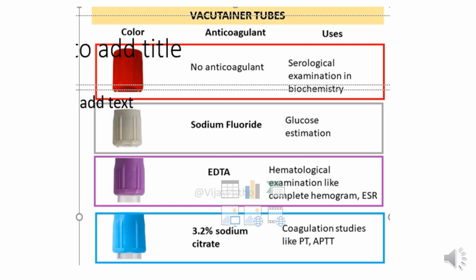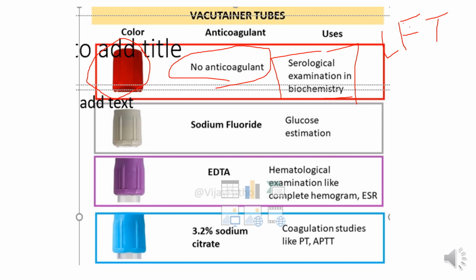The first vial you can see, the color code is red. Usually there is no anticoagulant in this vial, and the samples sent are serological samples and biochemistry. For example, we have LFT, known as the liver function test, and RFT, known as the renal function test, and all. So these samples are usually sent in the red vial, and there is no anticoagulant in this vial. Liver function test and renal function test.